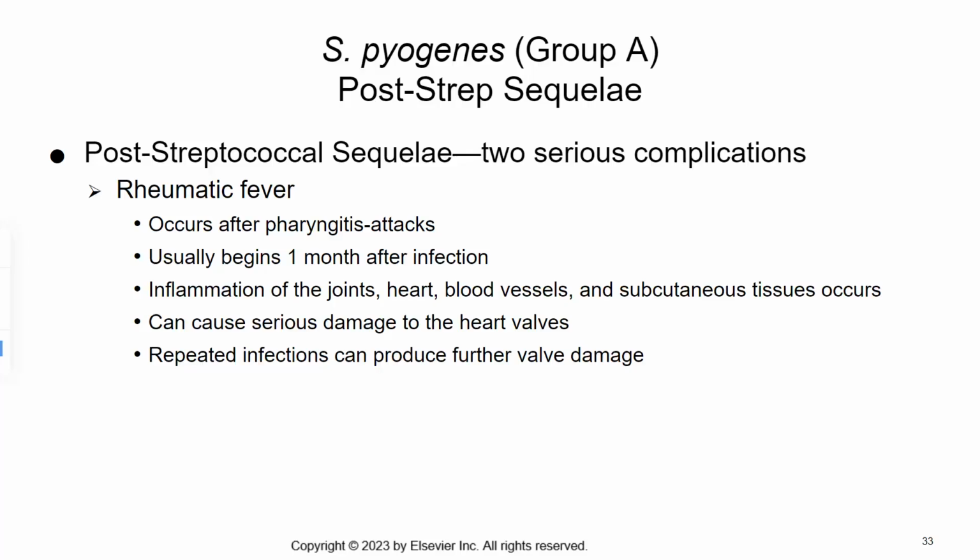One of them is rheumatic fever. It occurs after pharyngitis attacks. Usually begins 1 month after infection. You see inflammation of the joints, heart, blood vessels, and subcutaneous tissues. It can cause serious damage to heart valves, and repeated infections can produce further valve damage.